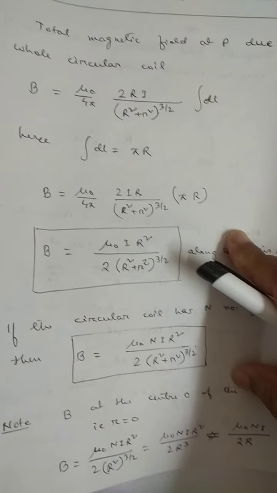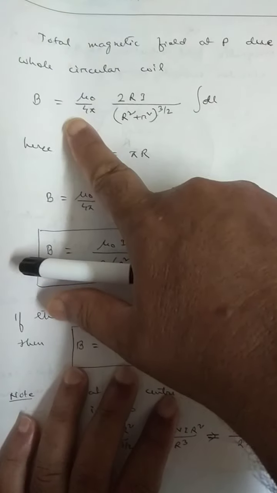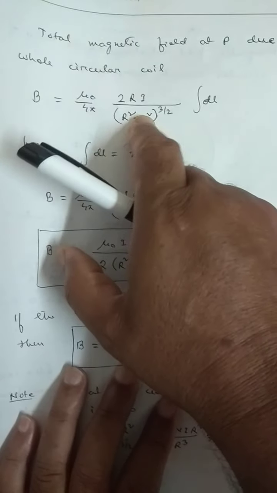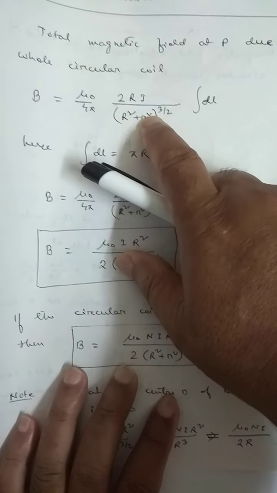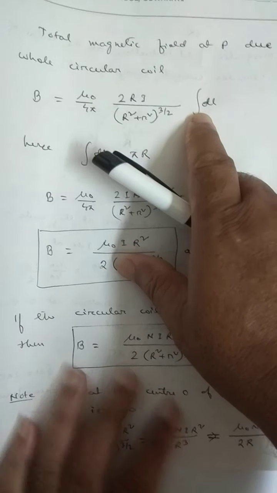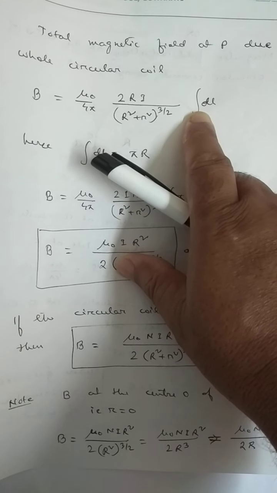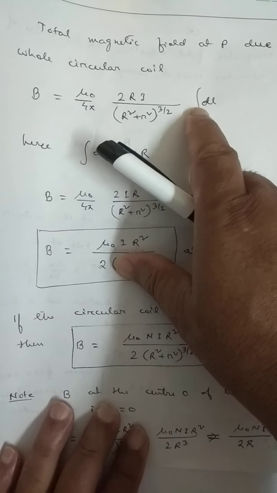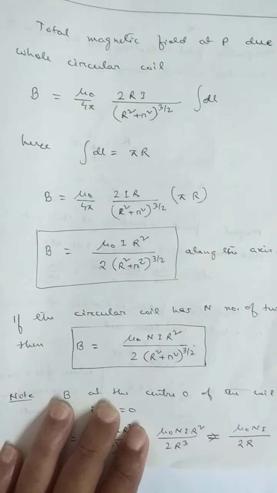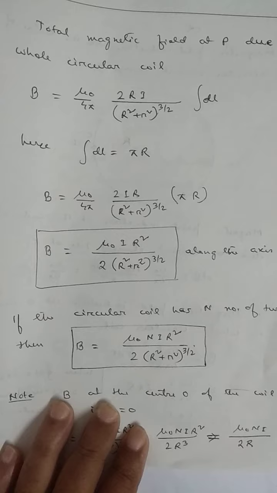Now, what is the net magnetic field induction due to the whole circular coil? So I have to integrate. Other terms are constant. Only the variable term is the length of the current element. So I have to integrate, so it is integration of dl. What is integration of dl?